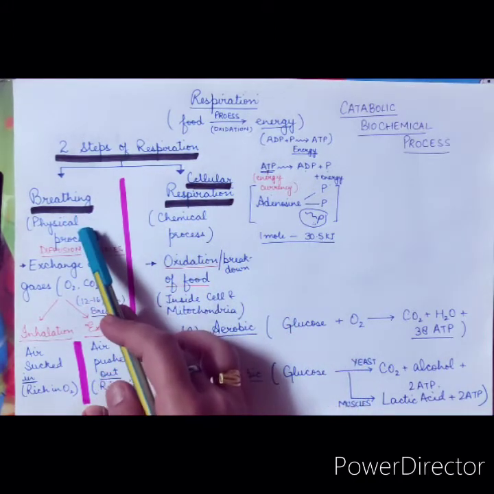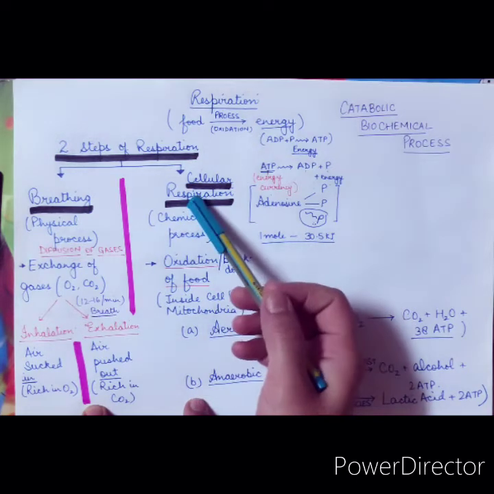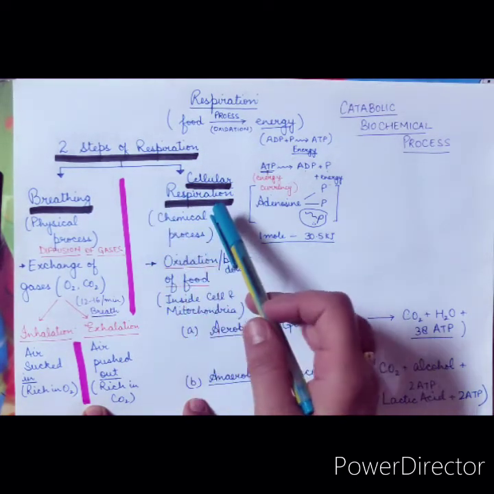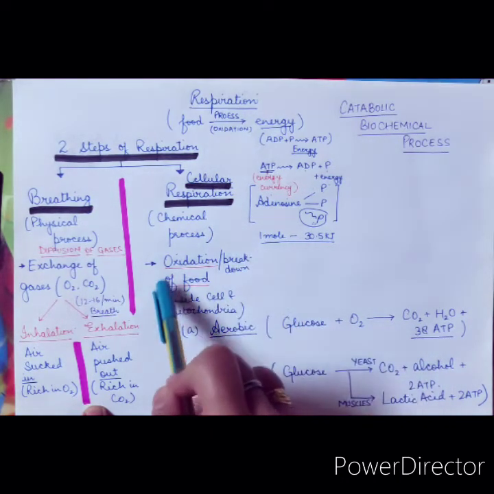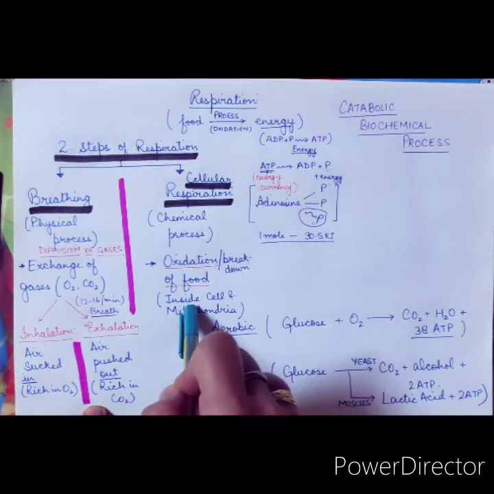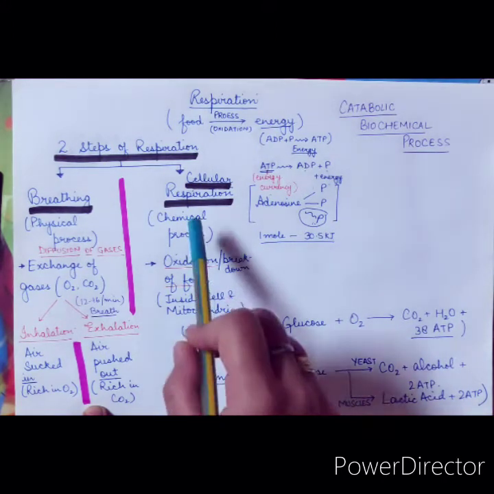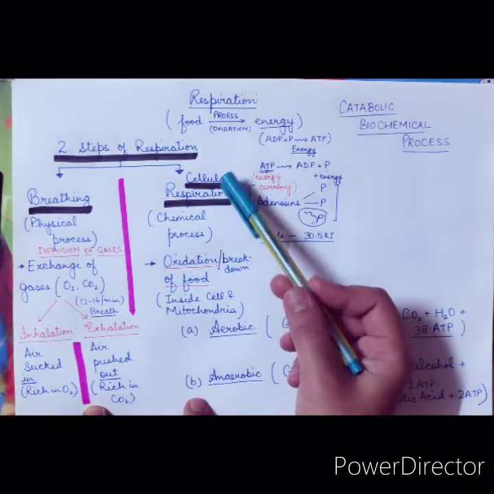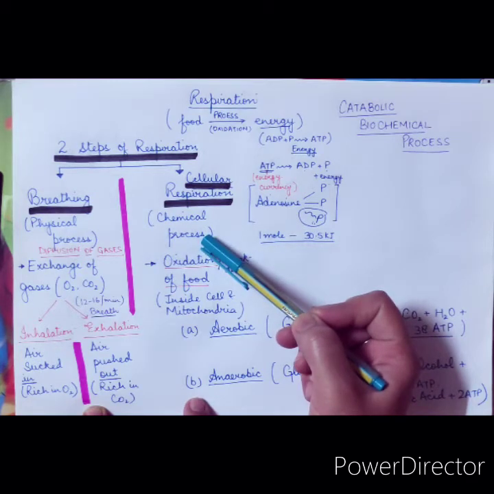Breathing is just the physical process which we all know, that is inhalation and exhalation. But when that oxygen which was taken inside is actually utilized by the cell and the food is broken down inside the cell, inside the mitochondria, to release energy, that is the second step of respiration known as cellular respiration. So it is a chemical process.